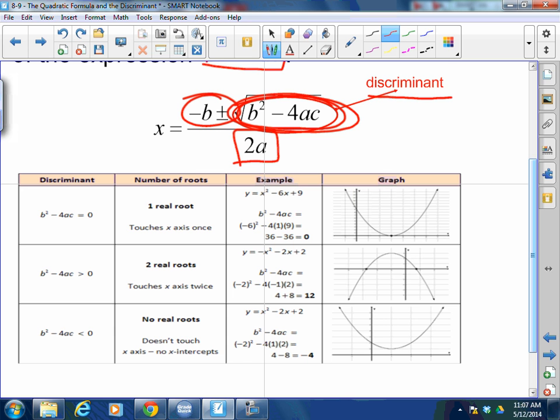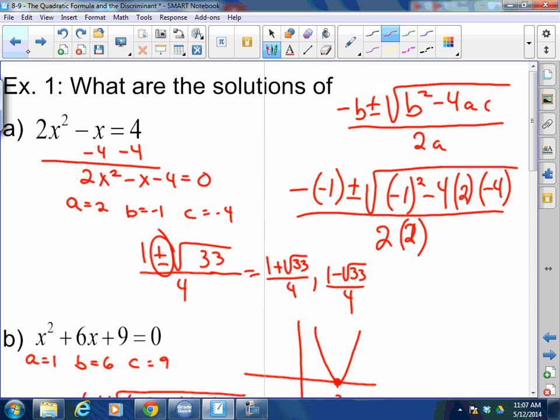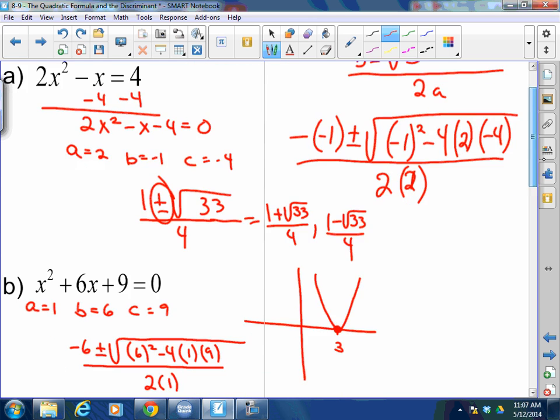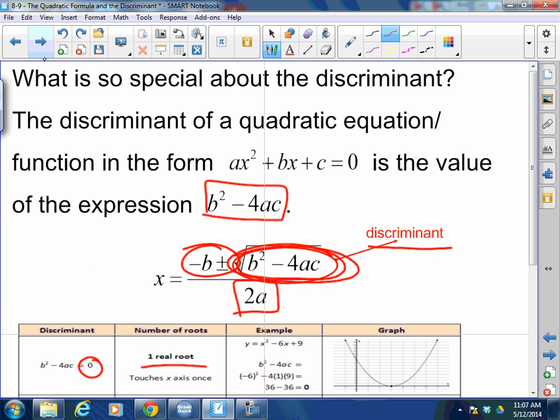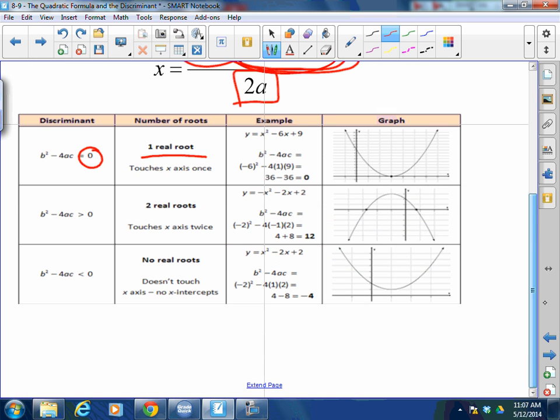If b squared minus 4ac equals 0, you have one real solution. Real quick, you guys notice, what was the discriminant here? What was the discriminant here, guys? Okay, you're telling me 36, but 36 minus 36 is not 36. It's 0. How many solutions did I have? See what I mean? So when the discriminant equals 0, I have one and only one solution. Right there.